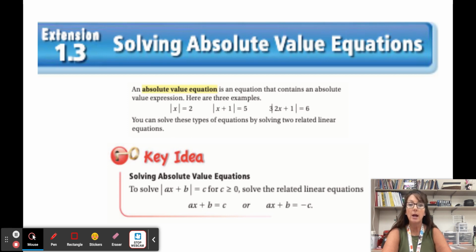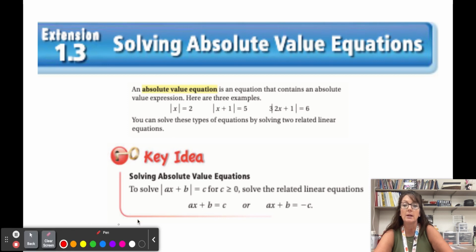Now, if you remember, absolute value is the distance from 0. Okay, so we can solve these types of equations by solving 2 related linear equations. So looking at the key idea, we have the absolute value part here and equal to C, right? These are all letters and just generic, but C is going to be greater than or equal to 0.